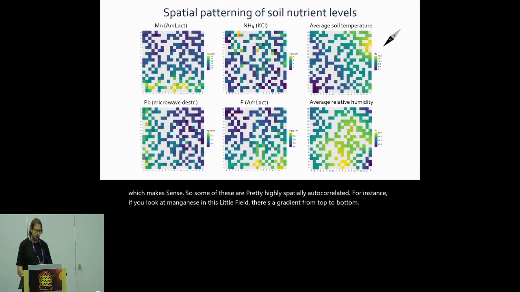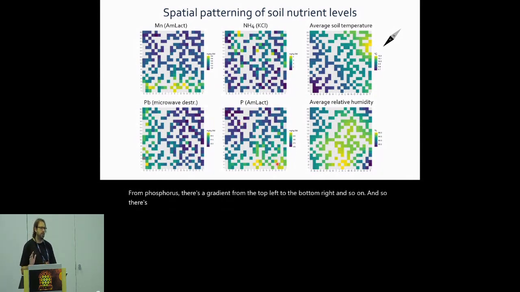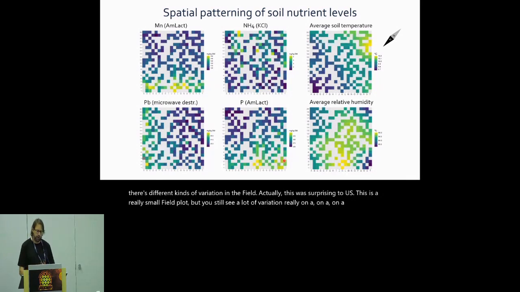For ammonia, there's more at the top here. For lead, there's a gradient from left to right. For phosphorus, there's a gradient from the top left to the bottom right, and so on. So there are different kinds of variation in the field. Actually, this was surprising to us. This is a really small field plot, but you still see a lot of variation on a very, very low level. And then the sensor data as well.